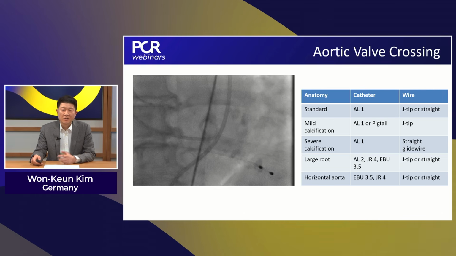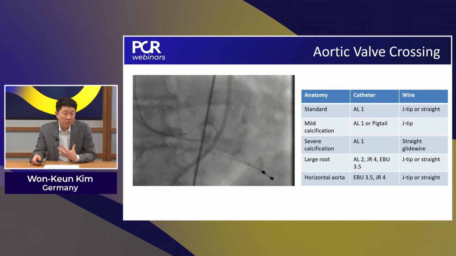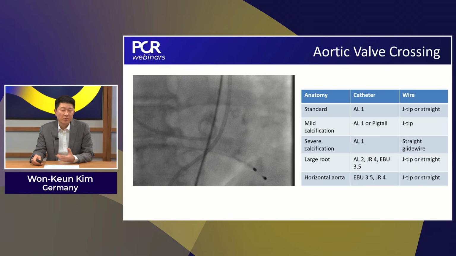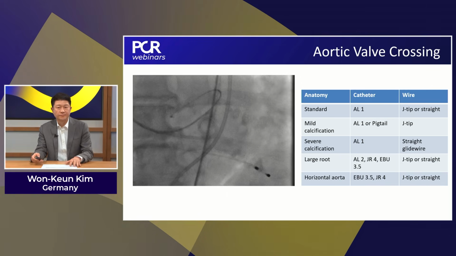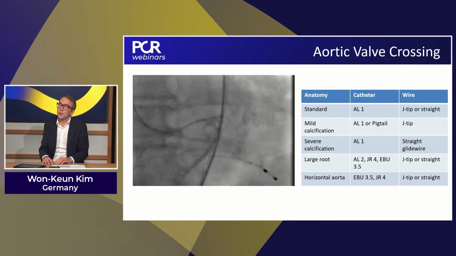And on the right-hand side, you can see a table. There are many different approaches. Especially my personal experience is horizontal aorta, EBU 3.5. Maybe you have different approaches. For me, that would be straight wire, JR4, but I think there's no wrong or right. I mean, it's just what's used through that valve, right?